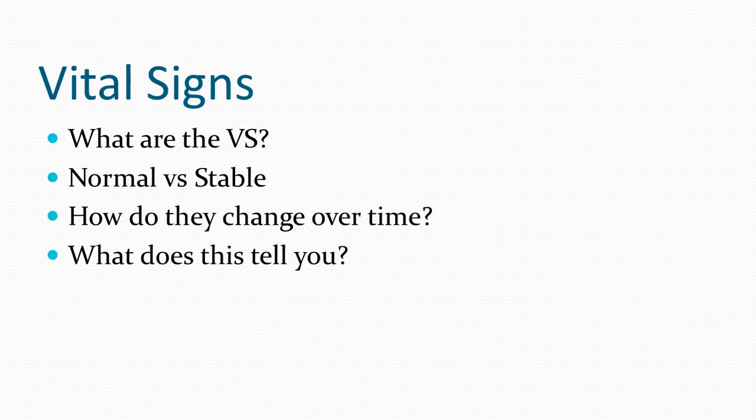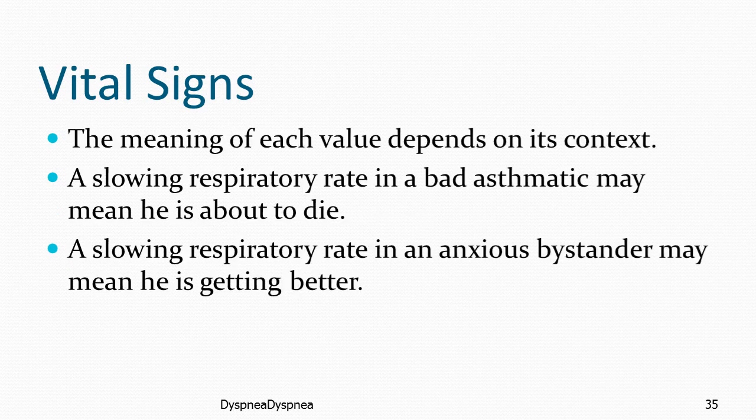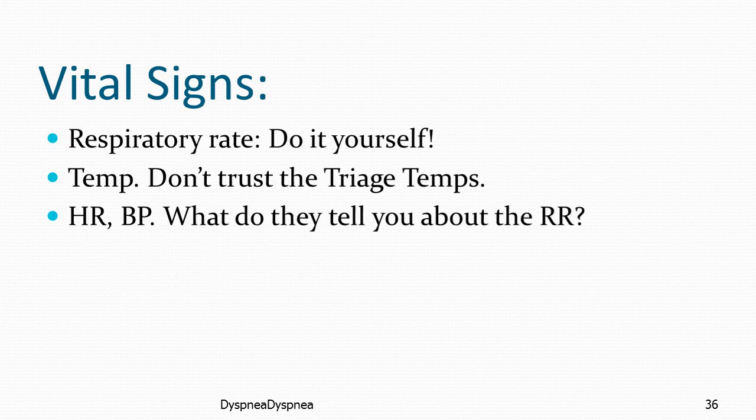Vital signs: normal or stable? How do they change over time? They can tell you a lot, which we'll be discussing in subsequent slides. The meaning of each value depends on its context. A slow respiratory rate in a bad asthmatic may mean the patient is about to die, and a slow respiratory rate in an anxious bystander may mean he is getting better.